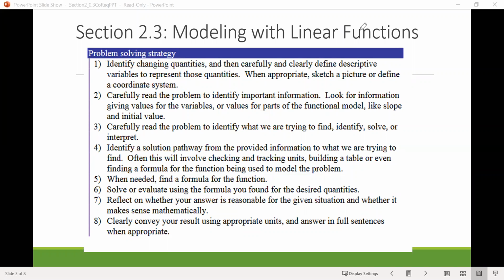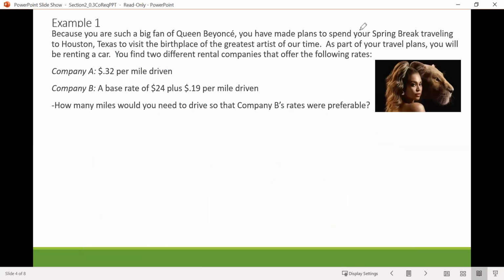All right, so let's put some of this into practice on this problem. And this one is actually probably one that fits into a lot of your lives, so you're probably going to find it pretty relevant. Because you're such a big fan of Queen Beyonce, you've made plans to spend your spring break traveling to Houston, Texas to visit the birthplace of one of the greatest artists of our time. Now, I know right now, as this video is being recorded, we are in the middle of a pandemic in Texas. Things are not going so well, but it never hurts to plan just in case you can potentially go there. As part of your travel plans, you'll be renting a car.